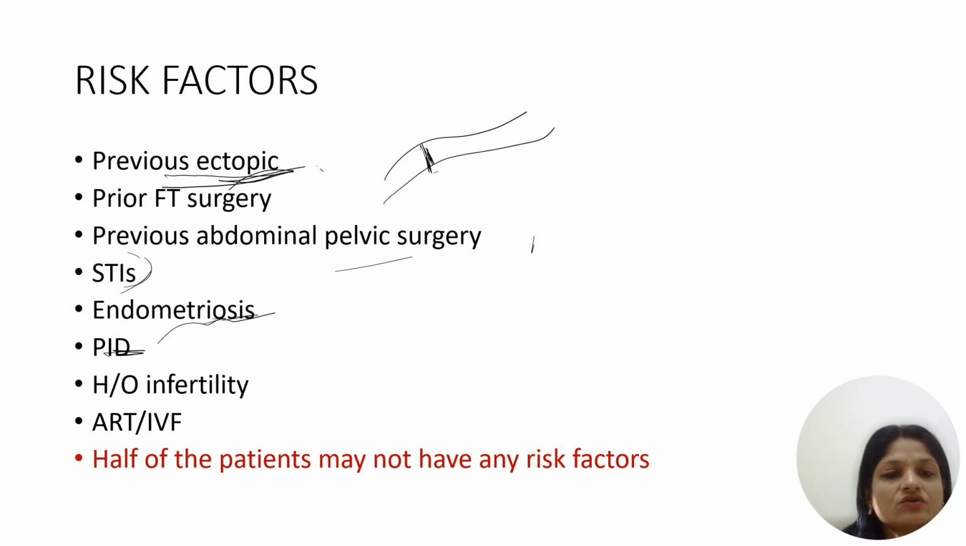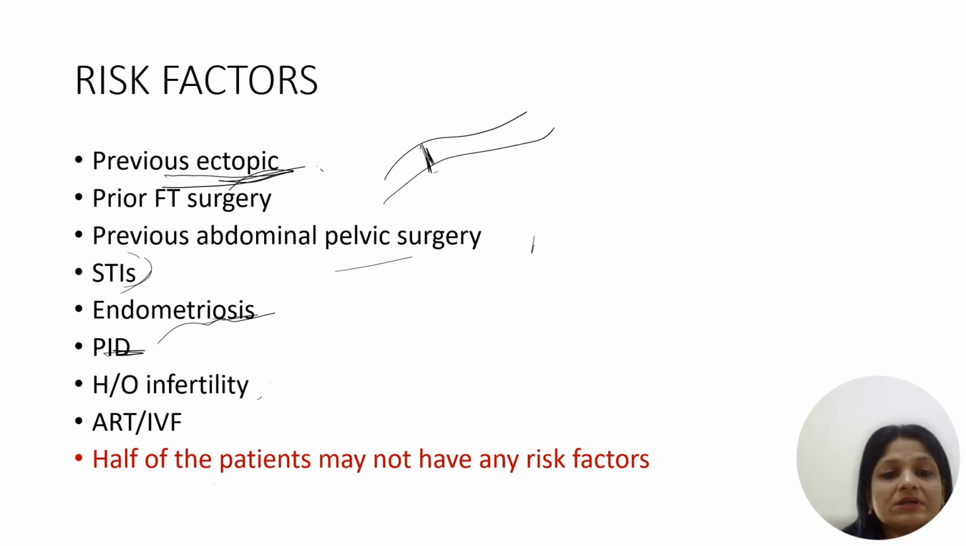Okay, and any sort of ART, IVF, infertility. Infertility, why? Because any tubal blockage will commonly lead to infertility and ART, IVF. IVF also can lead to an ectopic. I have already discussed with you before.